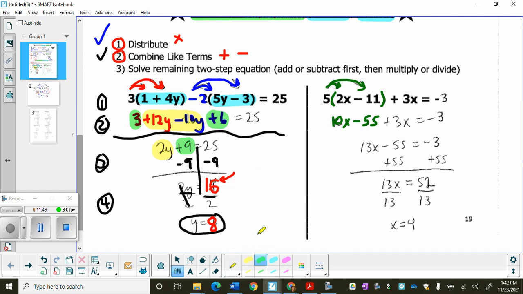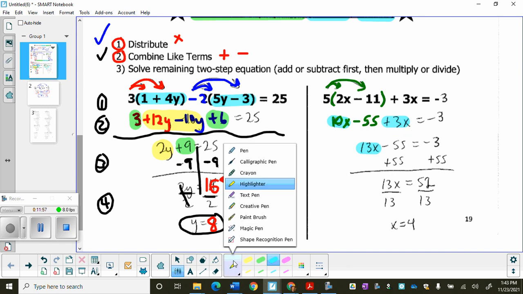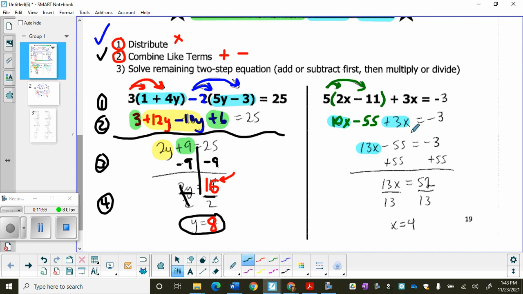But now we got to combine like terms. So I've got 10x's plus 3x's, which gives me this 13x, and then I just copy down everything else. So we took care of our first 2 steps, and now we're ready to drop that line and solve. We're going to add 55 to both sides. Negative 3 plus 55 is 52. And then I bring down my 13x because this cancels out. Now when I divide both sides by 13, 52 divided by 13 is 4.